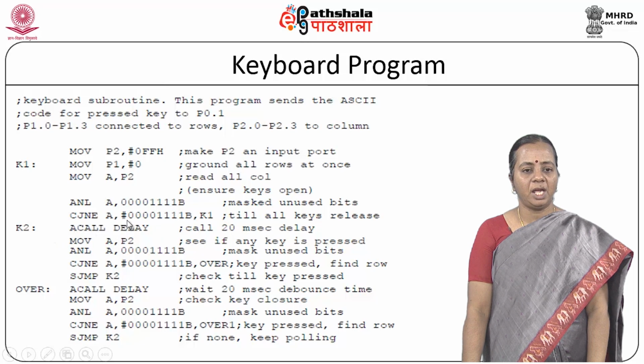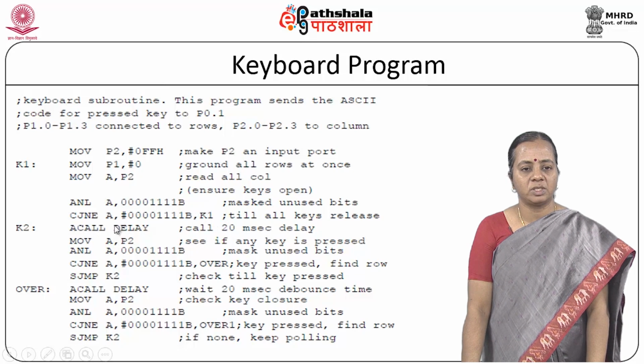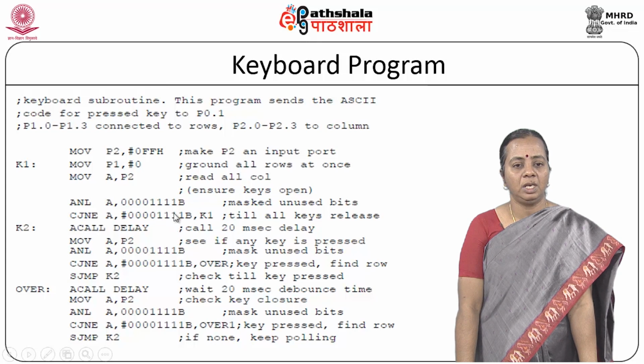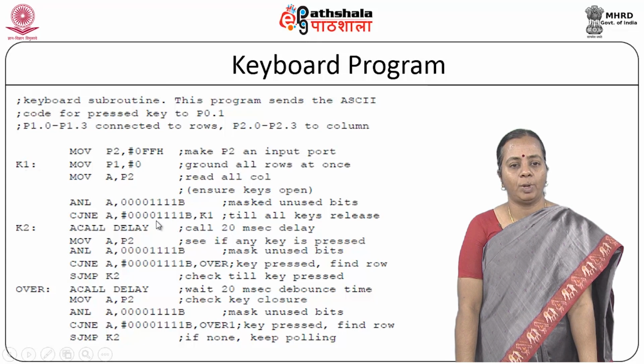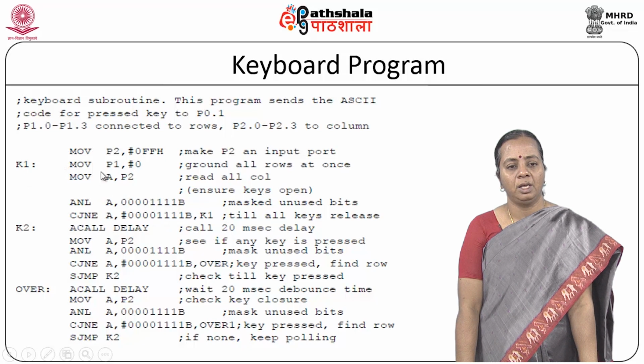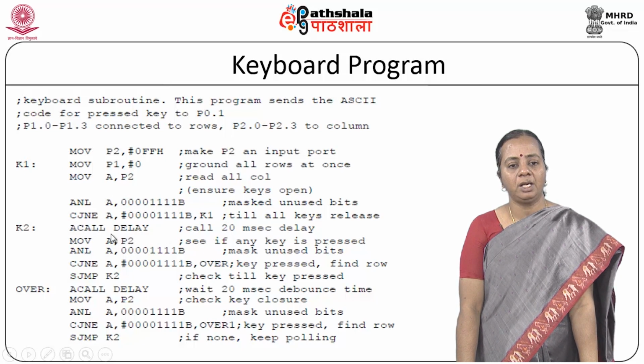Now CJNE A, #00001111B compares with whatever data is available in A. All the keys should be released, and till then I have to wait at this particular point. If something is pressed wrongly, that also has to be released. Because of that, I am putting it in a loop. It will go to K1, so I keep rotating here indefinitely till I get that all the keys are released. Now the initial condition is set and everything is cleared. Now I am ready to receive which key is pressed.